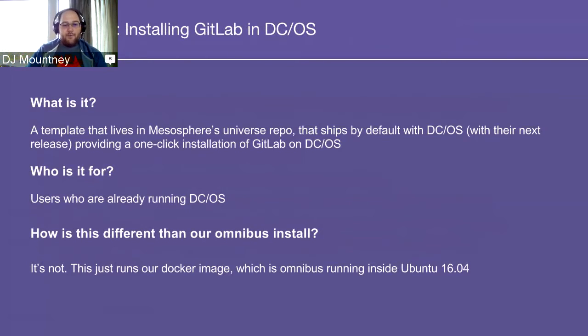And then a question I had when people were reviewing the slides yesterday was, how is this different than our Omnibus install? And it's not really different from our Omnibus install. These templates just run our Docker image, which is actually our Omnibus running inside of Ubuntu 16.04. So this is our Omnibus install. It's just packaged up with some health checks and some other stuff.